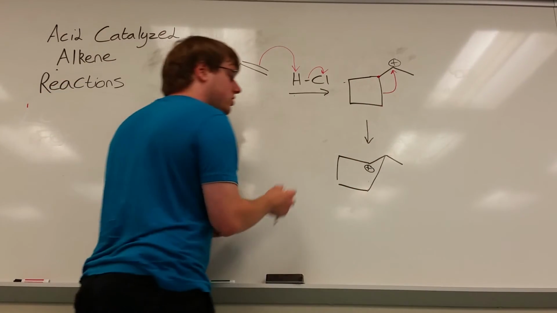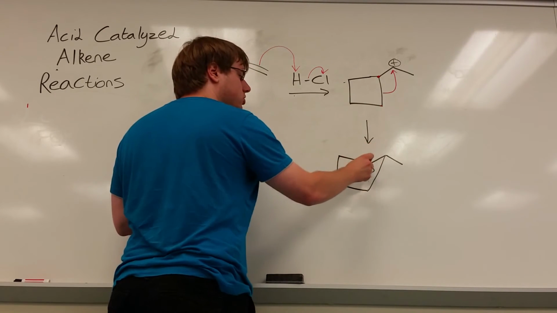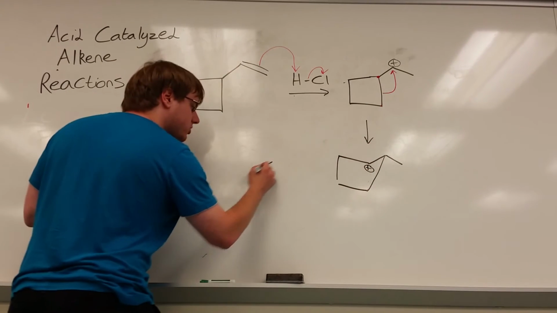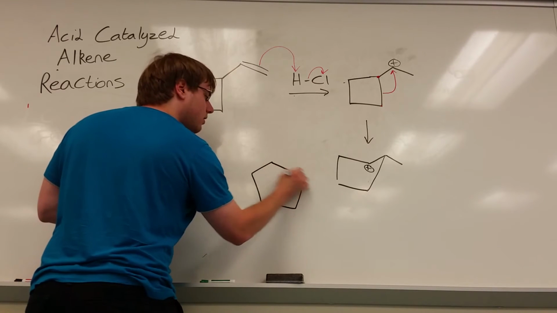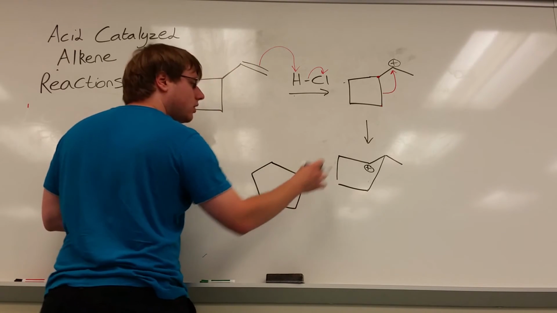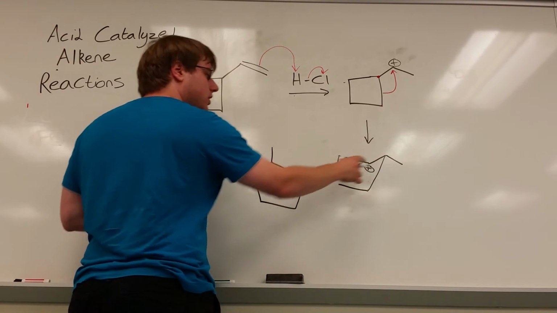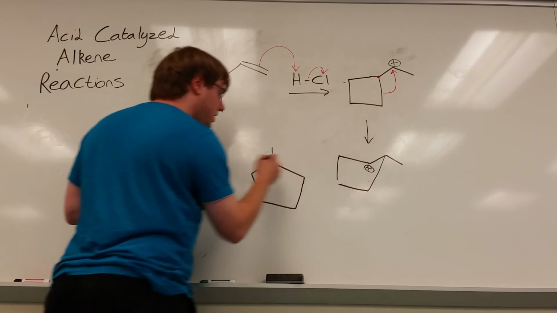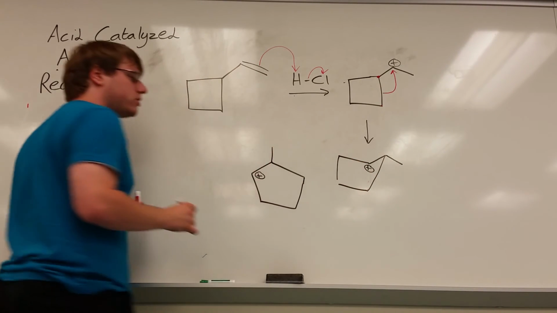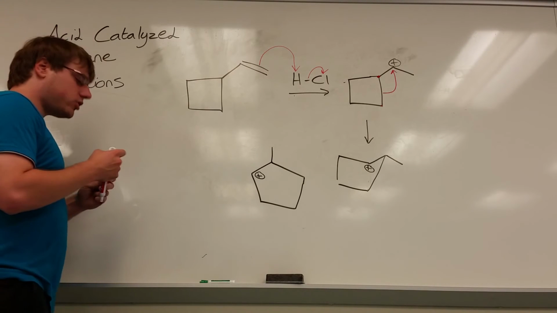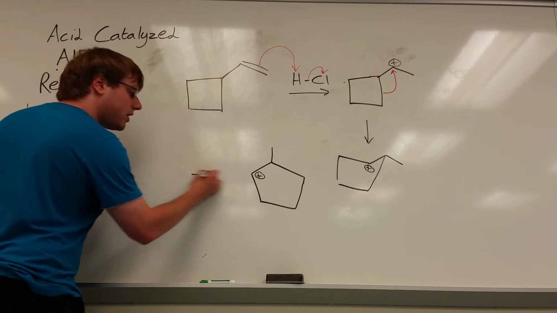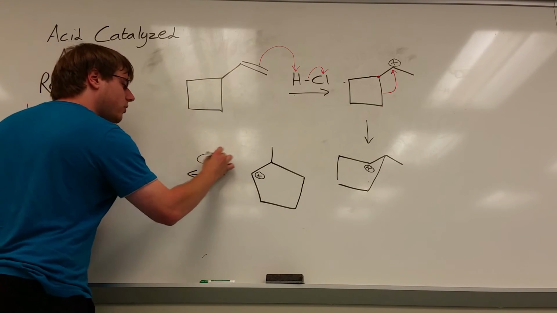Now we can just neaten this structure up. It's now a 1, 2, 3, 4, 5-membered ring, so I'm just going to draw a 5-membered ring. On one carbon, there's a methyl. And then counterclockwise to it, a single bond away, is a plus charge. So there's our structure. So we've done our shift, we've got our carbocation, what's going to happen next? Our Cl- is going to come in.